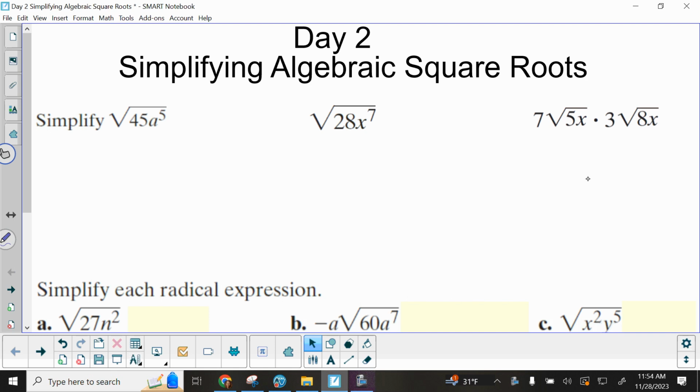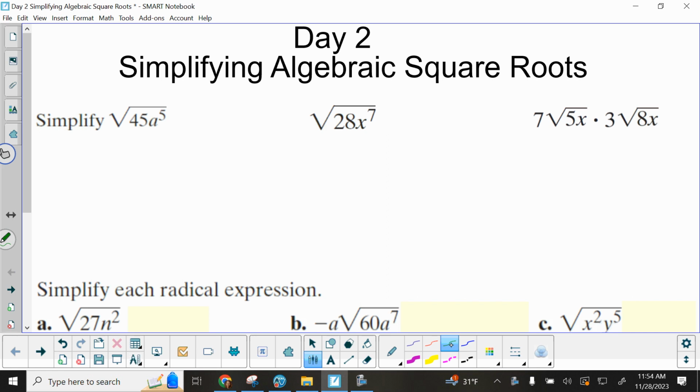Hi everyone. Today we're going to go over simplifying algebraic square roots. So basically what we did yesterday, but we're going to throw in some variables. So we got our first one here. It says the square root of 45a to the fifth.